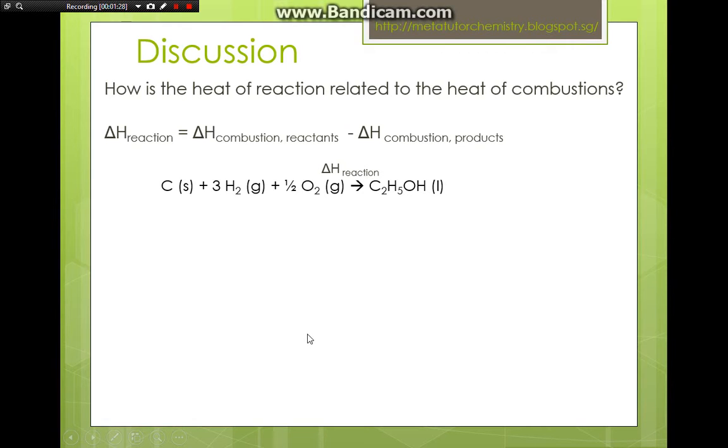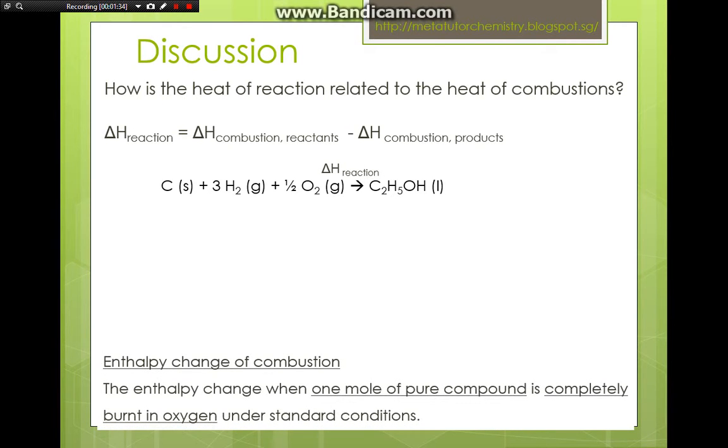What happens if you are given heat of combustion information? How do we fit it in a cycle? First of all, a quick recap on the definition of heat of combustion. Enthalpy change when 1 mole of pure substance is completely burned in oxygen. So what happens when we burn all these individual substances in oxygen?